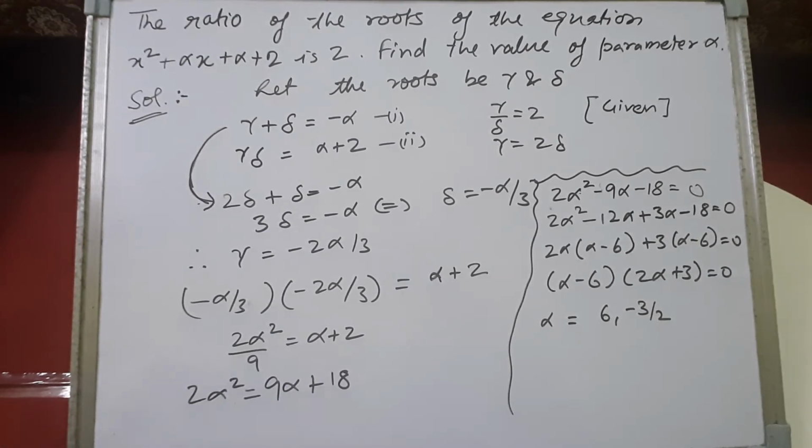Transferring these two terms to the left hand side, we'll get this quadratic equation: 2 alpha square minus 9 alpha minus 18 equals 0. We are factorizing this quadratic equation and obtaining the value of alpha, which will be 6, comma, minus 3 by 2. Both the values satisfy the equation, so both the values are accepted. All right, children, please note down the solution.